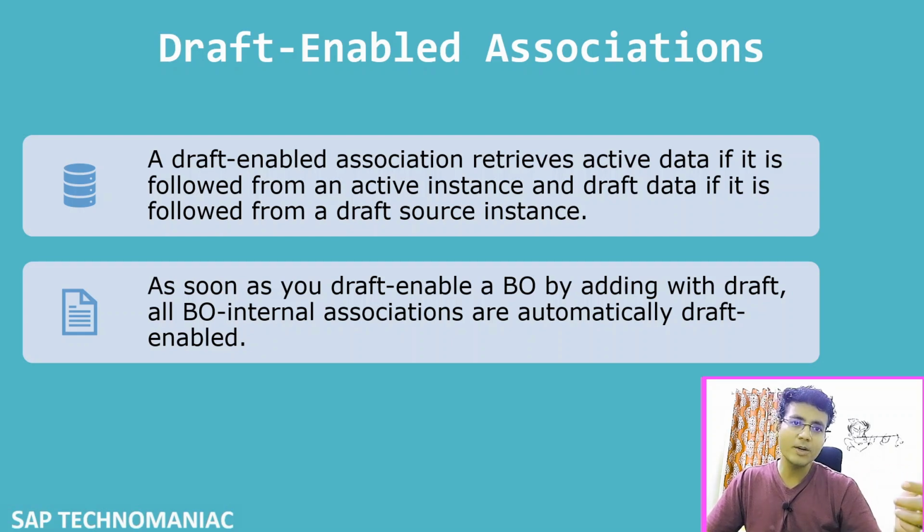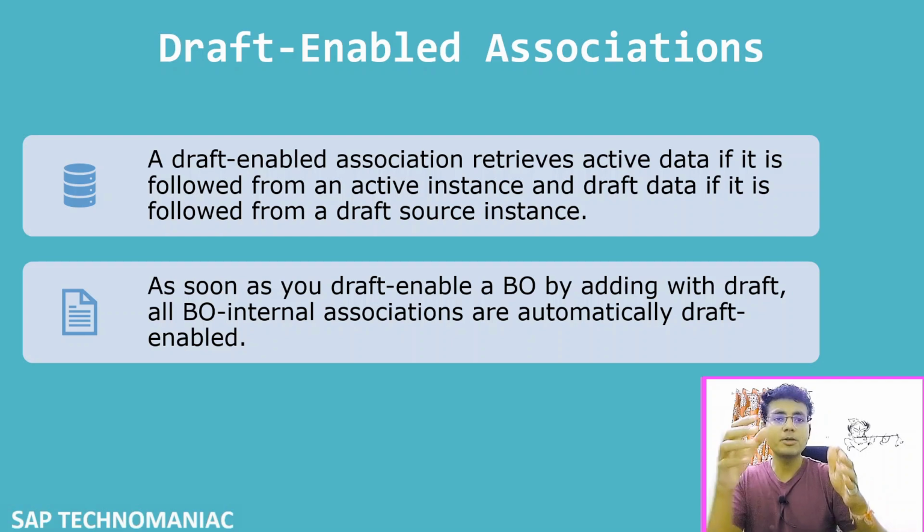How do the draft enable associations work? When you start from the parent to child relationship, you are reading from the parent, and using the parent you are reading the child or updating the child instance.